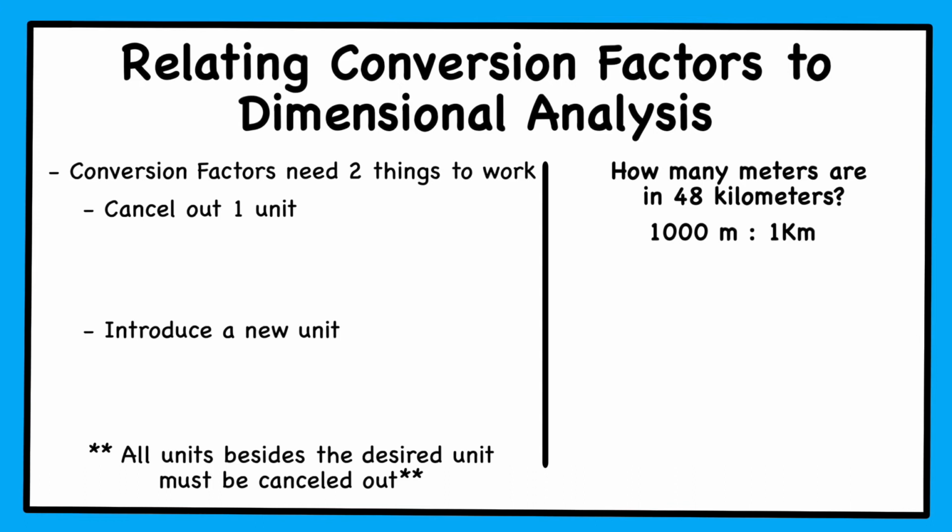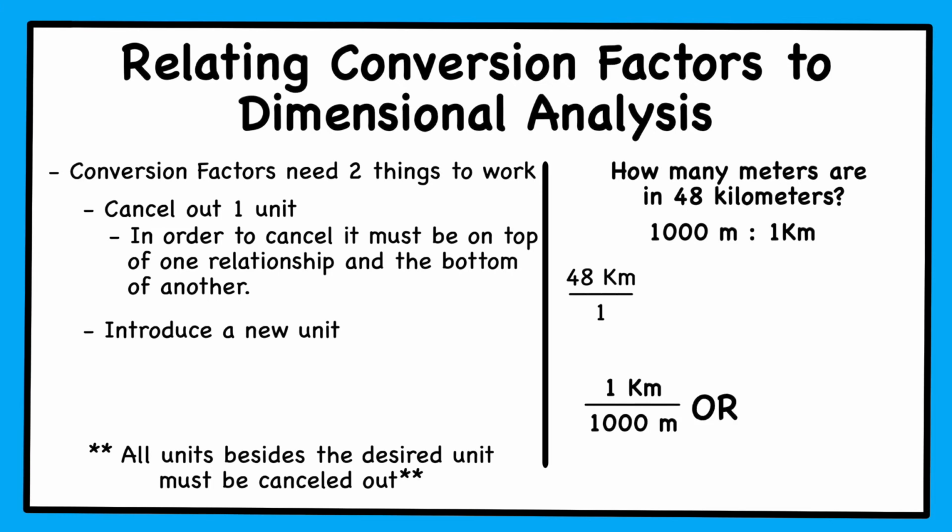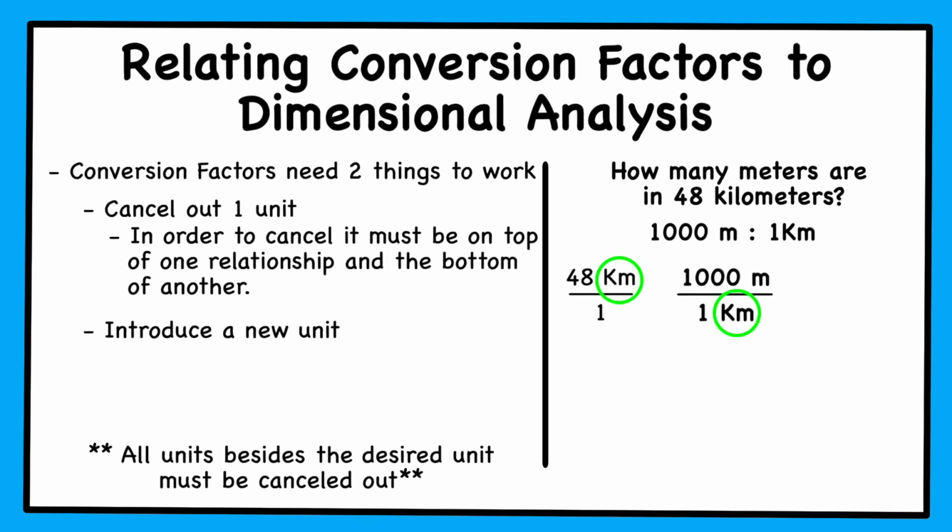To solve this, I would first put my given over 1. So 48 kilometers over 1. I would then use my conversion factor to cancel out and leave me with my desired unit. So in order for something to be canceled out, it must be on the top of one relationship and the bottom of another relationship. So if I have 48 kilometers over 1, then my options for using conversion factors is either 1 kilometer over 1,000 meters or 1,000 meters over 1 kilometer. In order to get the units kilometers to cancel out, I'm going to have kilometers at the bottom of my conversion relationship. This means my relationship should be 1,000 meters over 1 kilometer.